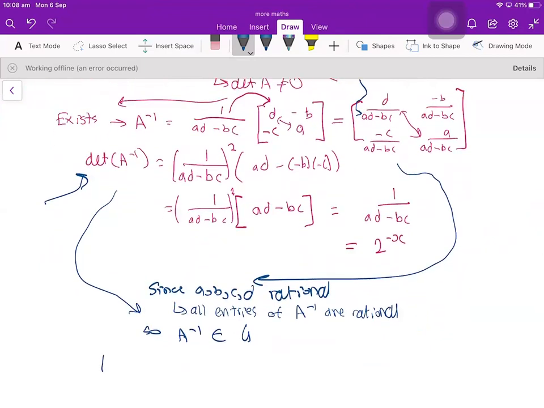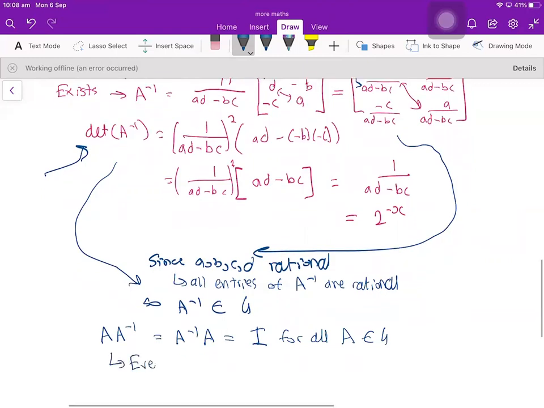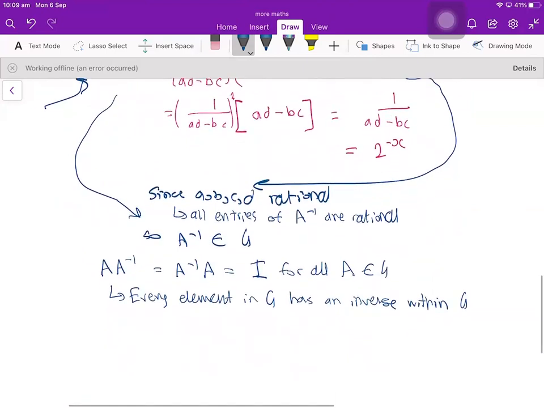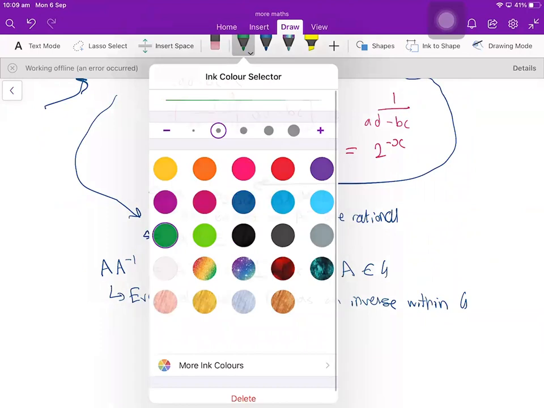Now, by using the matrix multiplication operation, we have A inverse A is equal to the identity element I for all A in G. So this shows every element in G has an inverse within G. Okay, so this means all the group axioms are satisfied.